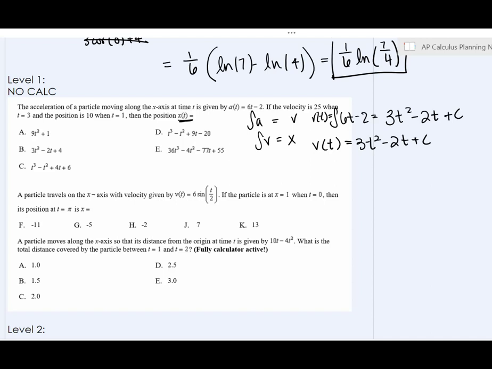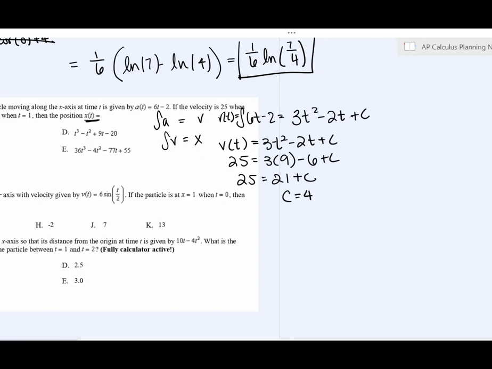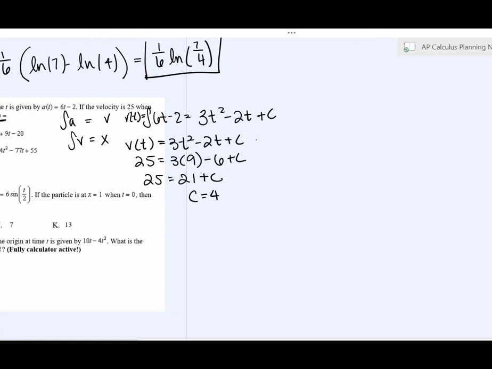I'm given an initial condition. Velocity is 25 when t equals 3. So I can say 25 equals, to solve for c, 3 times 9 minus 2 times 3 is 6. So 27 minus 6. So I know that c equals 4. This one's going to take a little bit of room, huh? Let's get that. So we're going to come back over here and say 3t squared minus 2t plus 4.